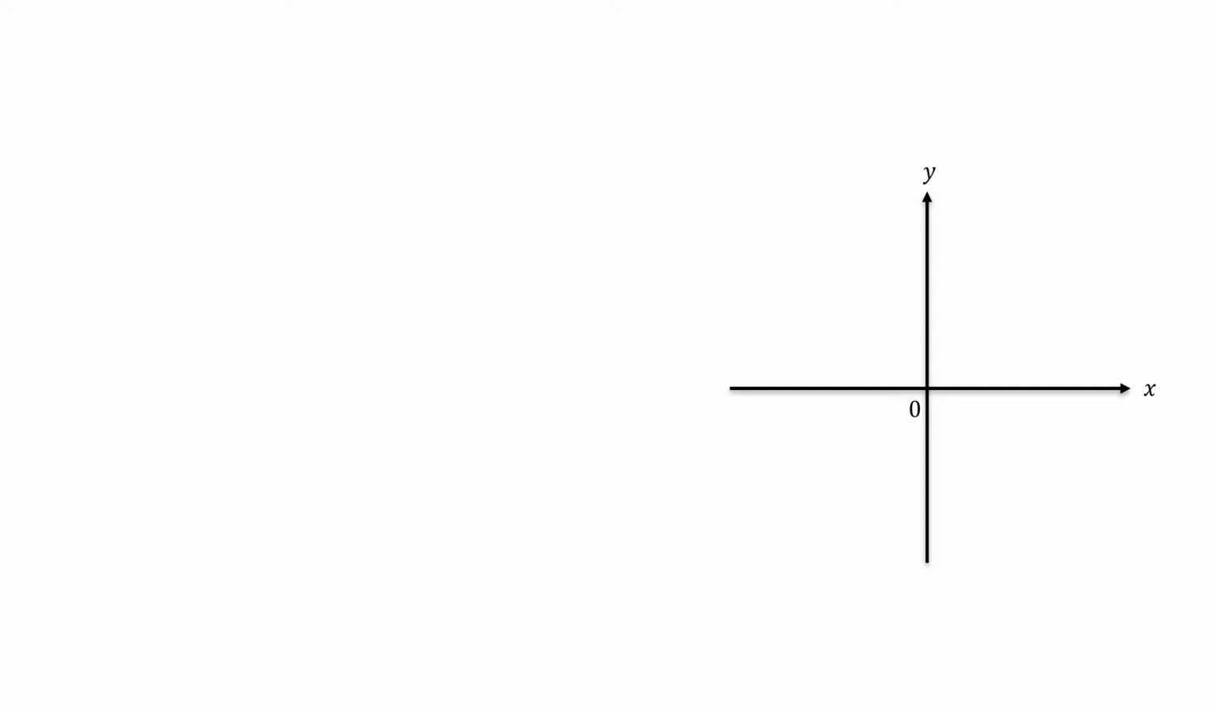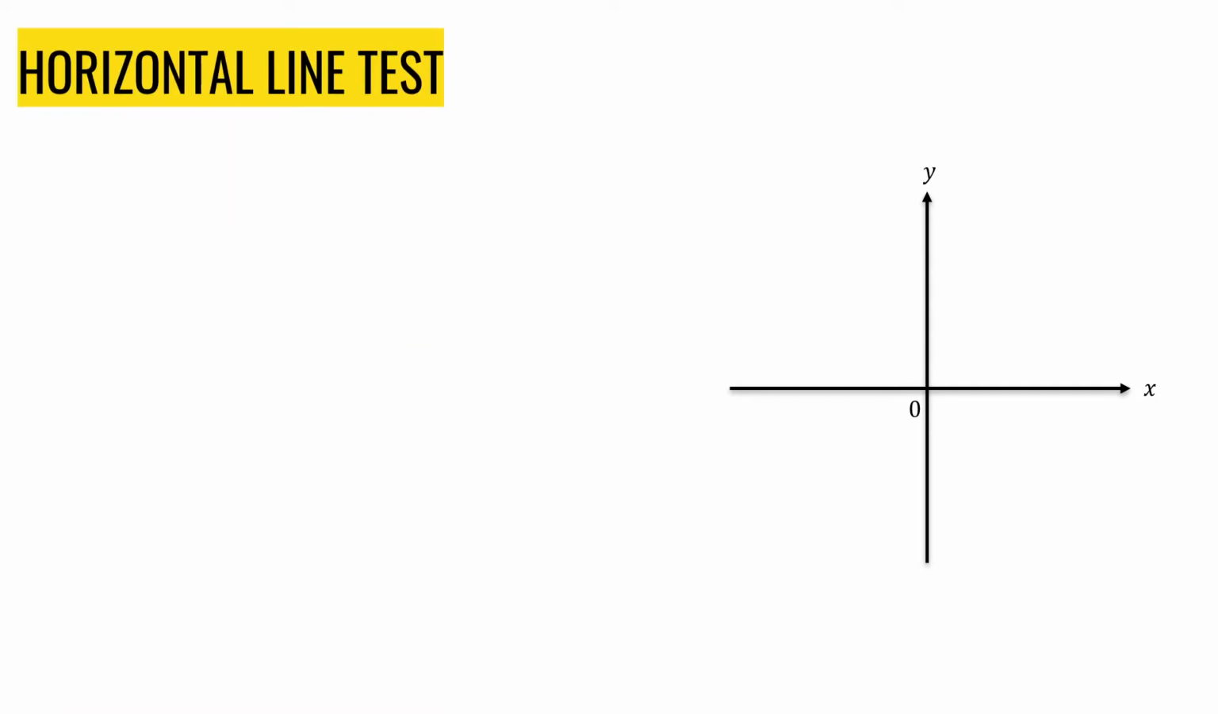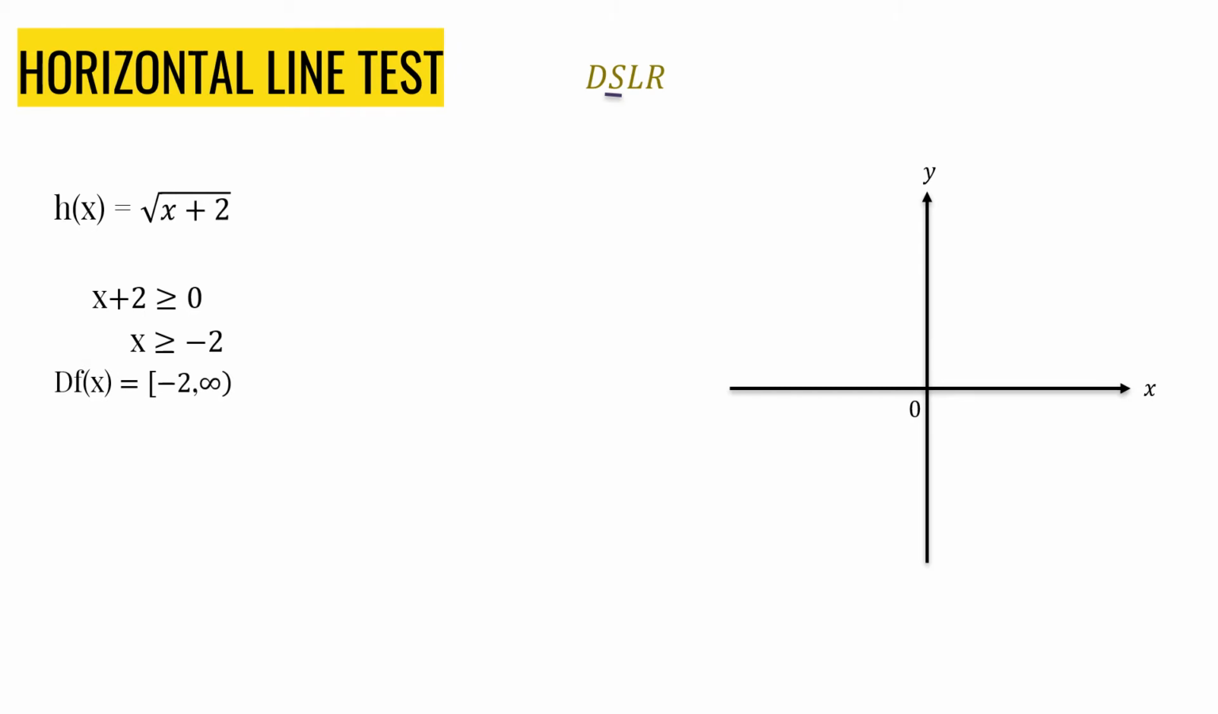Next method that we can use is the horizontal line test. First, we have to determine the domain of this function. Based on the domain concept, square root is a special case. So we take x plus 2 from the function and set it greater than or equal to 0. So we got x greater than or equal to -2. So the domain of this function is -2 until infinity.